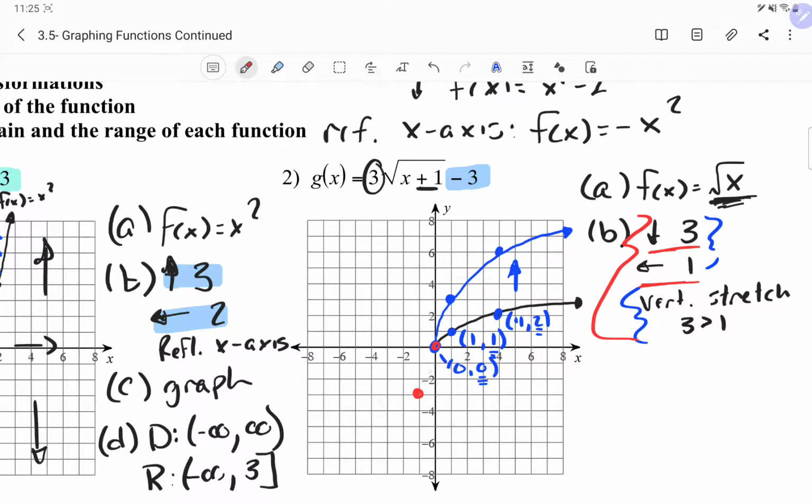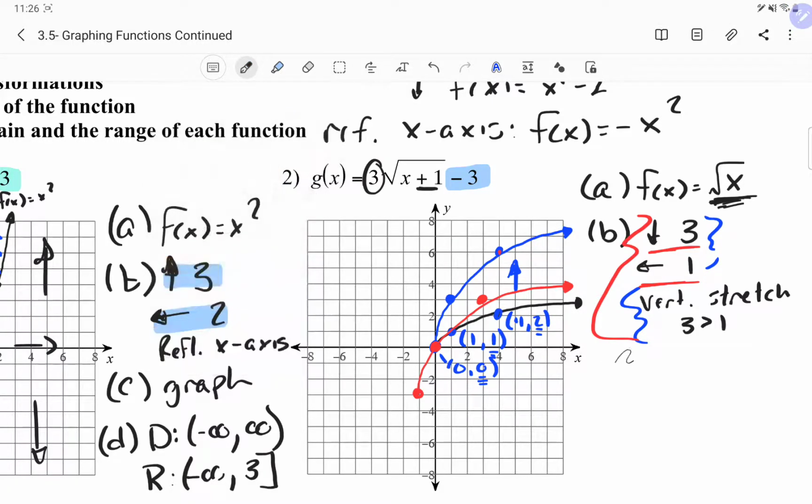Then I'm going to do the same thing here. So down 3, 1, 2, 3, and over 1. So it's going to be right here. Then I'm going to shift this one down 3, 1, 2, 3, and over 1 right there. And then we have our graph. Okay, that's all we're doing for that.